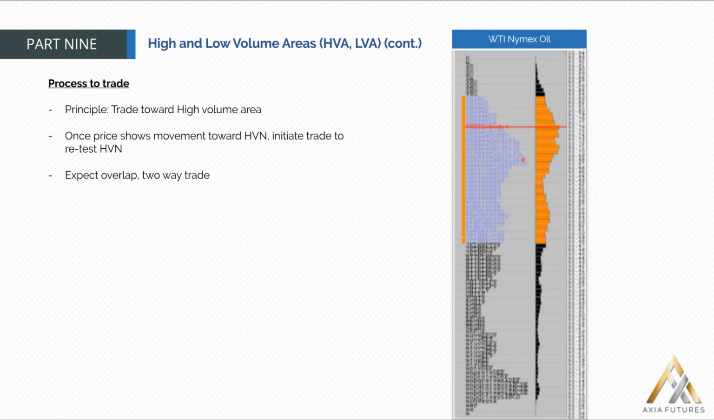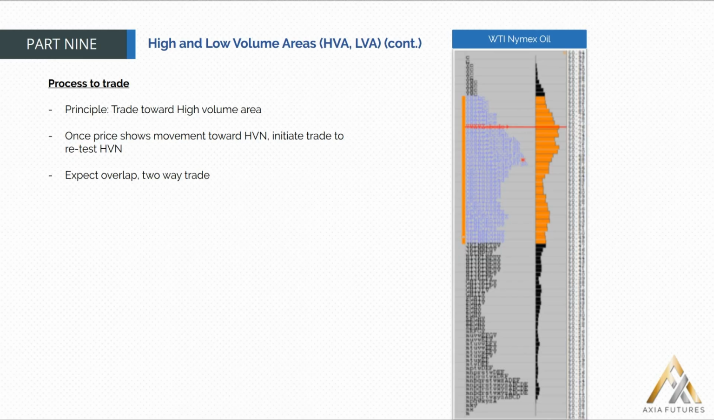So once price shows movement towards the high volume area, we want to then initiate a trade to retest the high volume area. For example, we can see the market is trading up towards the high in this example. Once the market shows that sellers have entered, we're seeing some sell side action, we then want to trade this trade back down towards the lower of the high volume nodes or high volume areas.